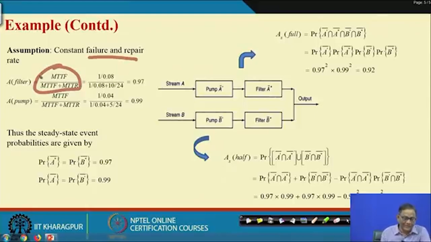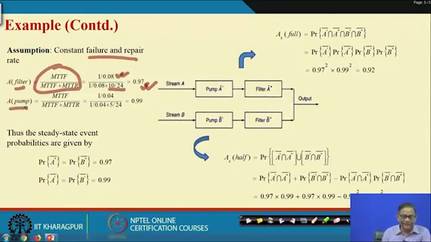Now, what is the mean time to failure for filter? The filter failure rate per day is 0.08. So, 1 by that rate will give you the mean time to failure, and what about the mean time to repair? Repair is 10 hours, and you have 24 hours a day. So, that is why 10 by 24, and 0.08 is also the rate per day. So, we have converted everything in terms of days, and then you get the availability for filter as 0.97. Please remember that both the filters are identical, so their availability is also identical, 0.97.